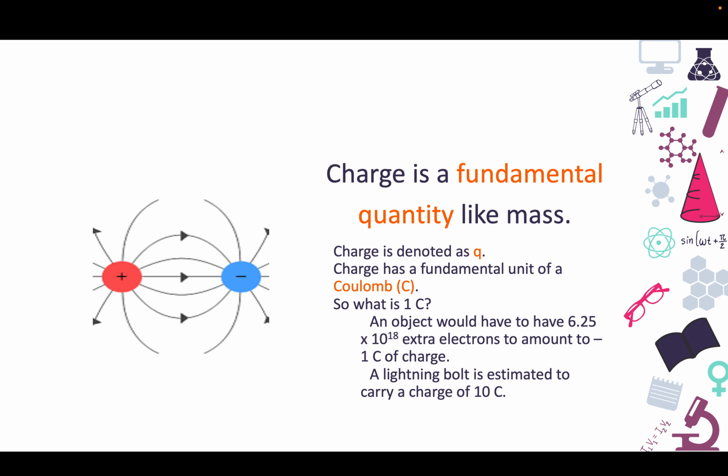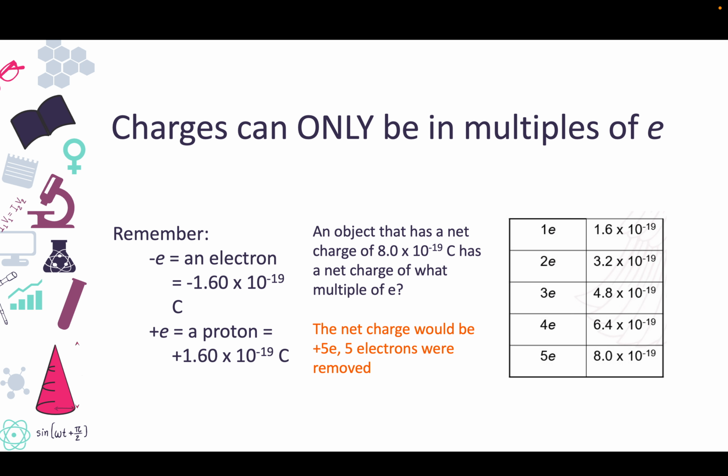So what is 1 coulomb? An object would have 6.25 times 10 to the 18 extra electrons to amount to 1 coulomb of charge. Therefore, 1 coulomb is equal to 6.25 times 10 to the 18 electrons. A lightning bolt is estimated to carry a charge of 10 coulombs. And of course, charges can only be in multiples of e. Always remember that a negative e, which is an electron, has negative 1.6 times 10 to the negative 19 coulomb, while a proton is positive.